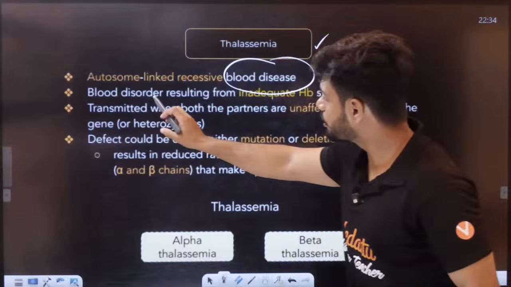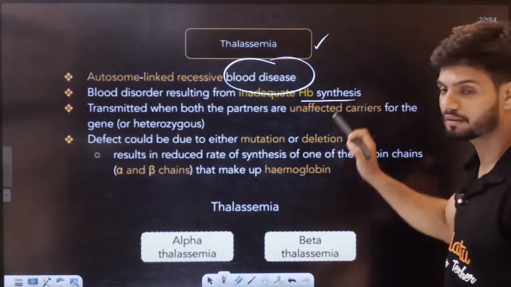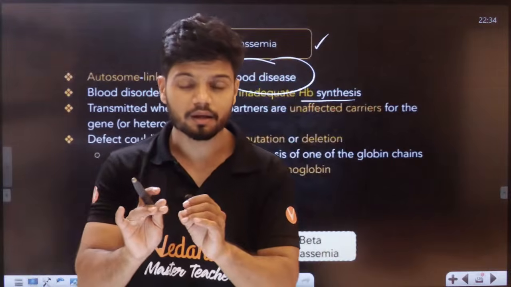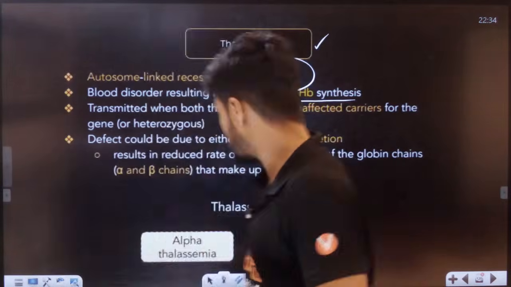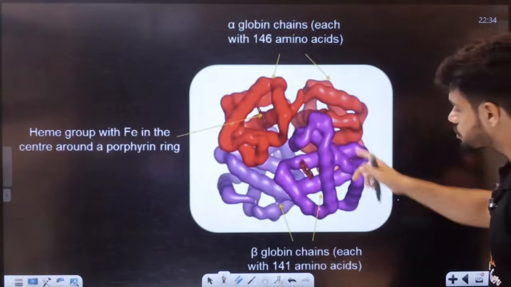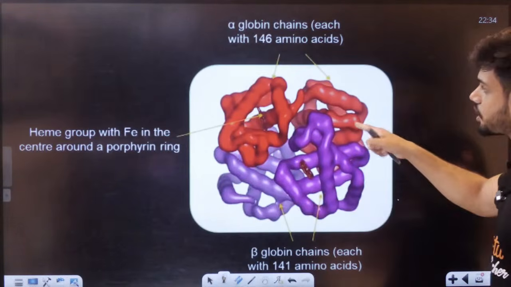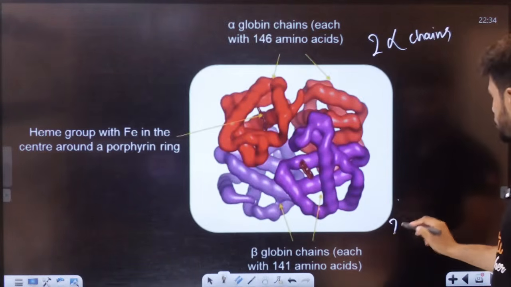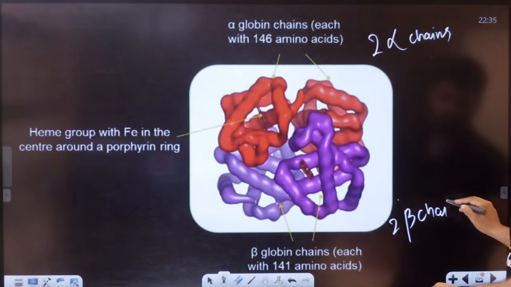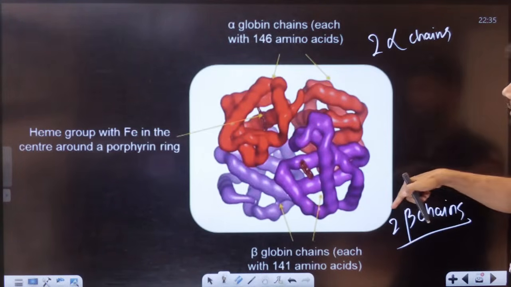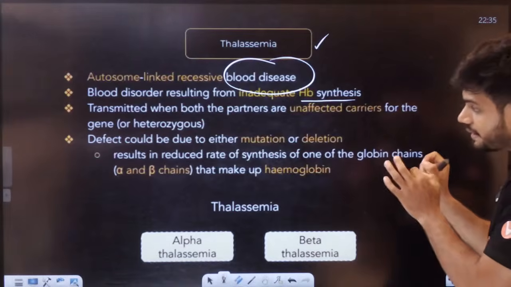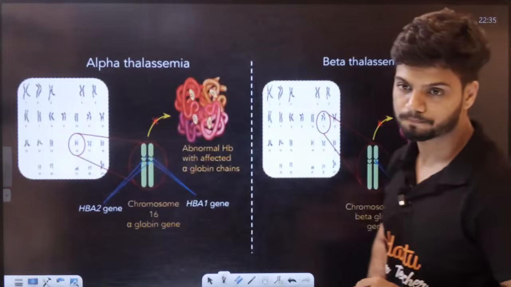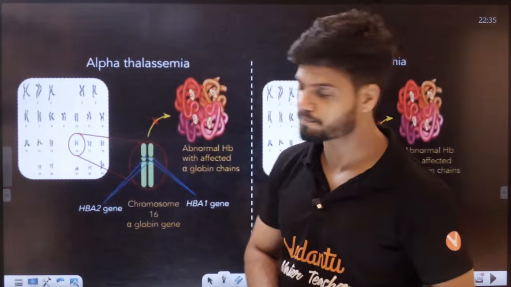A blood disorder resulting from inadequate HB synthesis. That is, hemoglobin is not produced properly; hemoglobin has a defect here. If you know the structure of hemoglobin, in a hemoglobin structure there are 2 alpha chains and 2 beta chains. Now, what exactly happens in the case of thalassemia? There is a mutation, students.